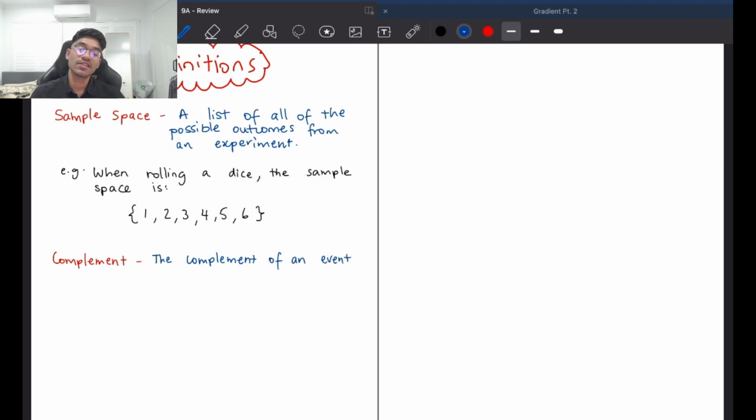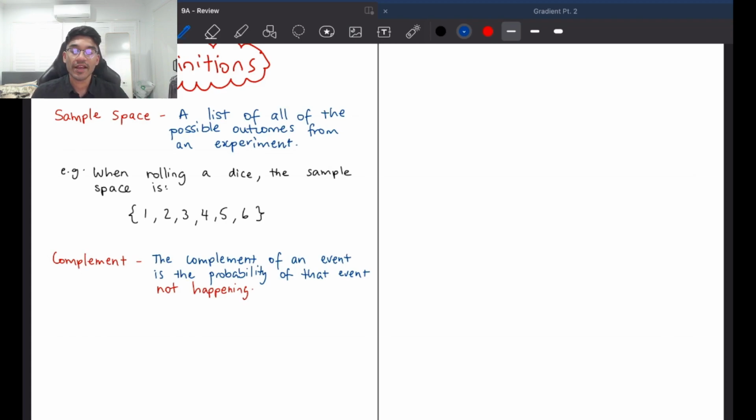Now, when I say event, if I say what's the probability of rolling a 6, the event is rolling a 6, right? So it's just what we're looking for. So the complement of an event is the probability of that event not happening. There is a formula for this, and I'll explain it in a sec.